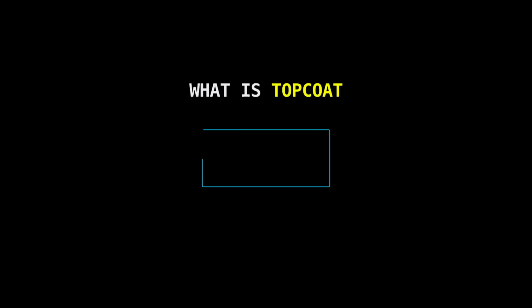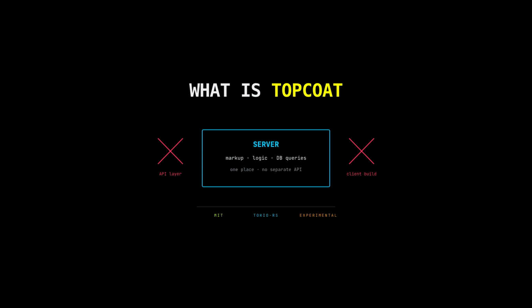So what is Topcoat? It is a modular, batteries-included Rust framework for building full-stack applications, and it lives under the Tokio organization. First published in April this year. MIT licensed. And the pitch is simple. Write your markup, your logic, and your database queries in one place on the server instead of juggling a separate API layer, a client framework, and a build step.